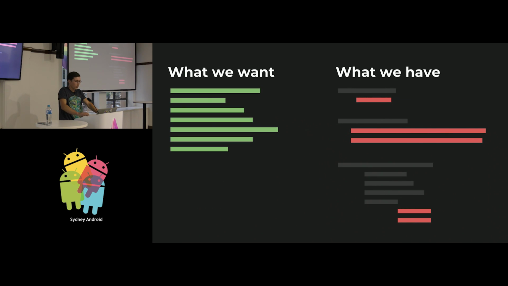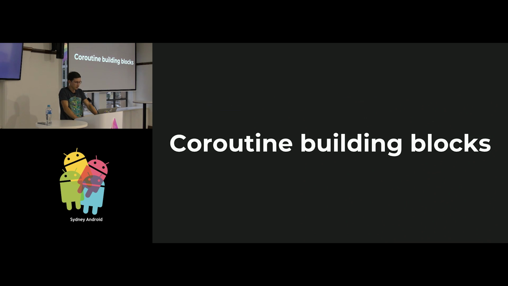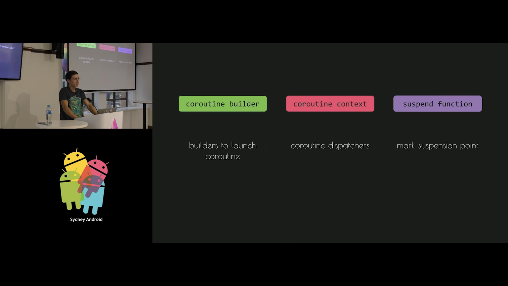What we actually want is to write nice sequential code in a direct style, which would look something like this. But we'll get back to the actual code later. First, I want to discuss coroutine building blocks. Basically, there are three main things which you need to understand about coroutines.